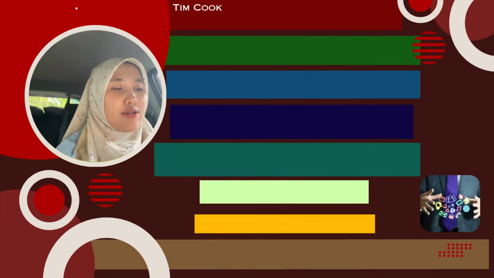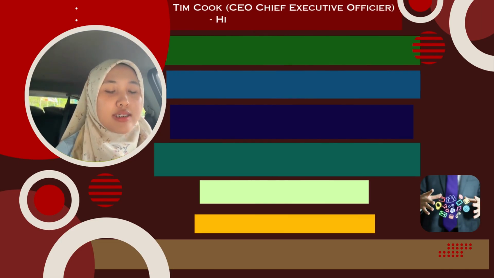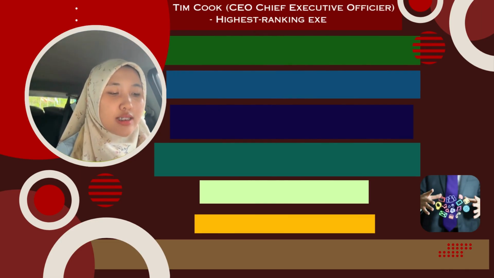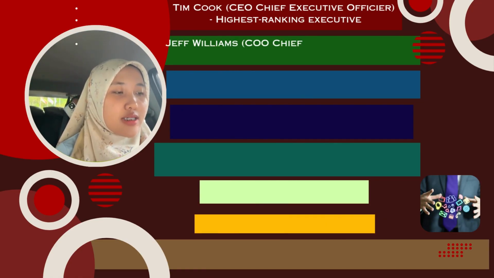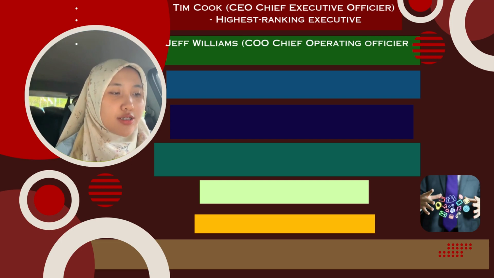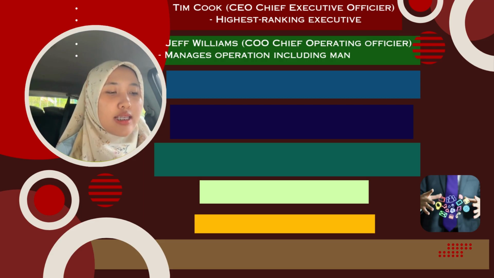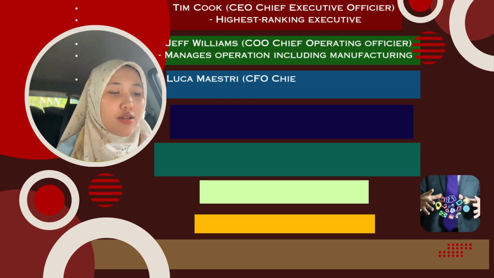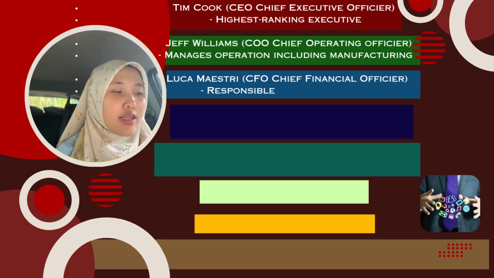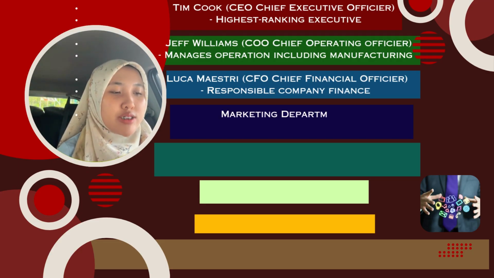I'm going to talk about titles and responsibilities. Tim Cook, CEO, Chief Executive Officer. The responsibility is the highest-ranking executive responsible for overall company strategy, global operations, and performance. The next is Jeff Williams, COO, standing for Chief Operating Officer, who manages day-to-day operations, including manufacturing and the global supply chain. And the next is CFO, Luca Maestri.